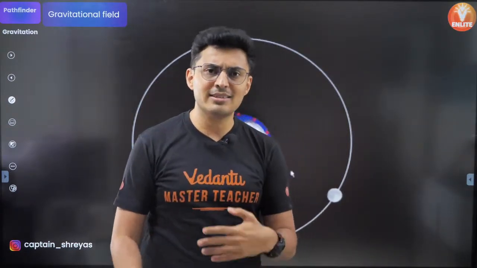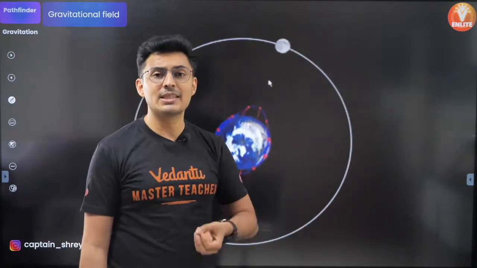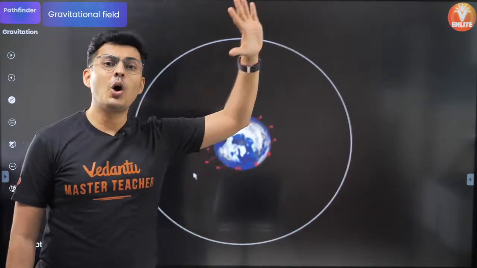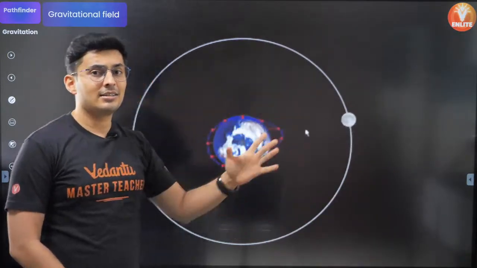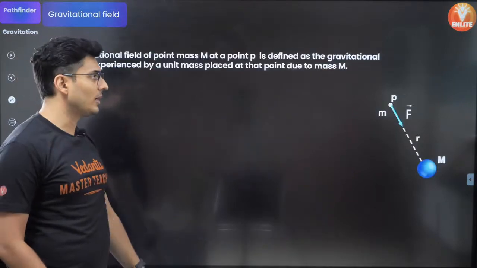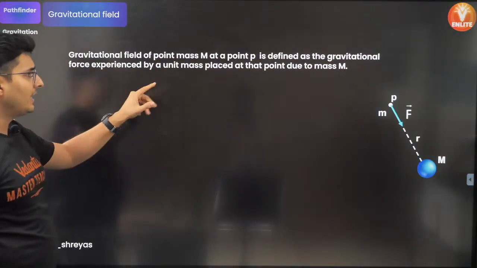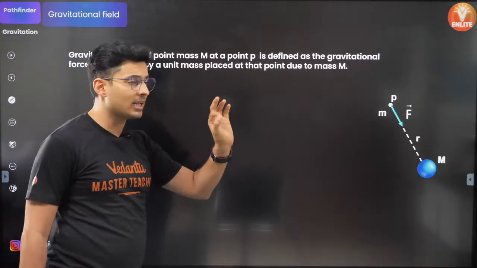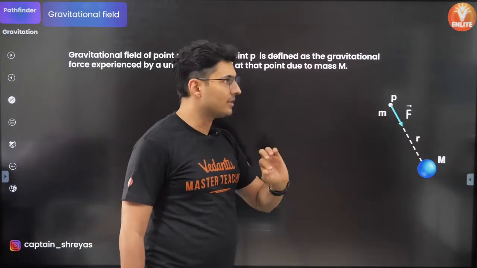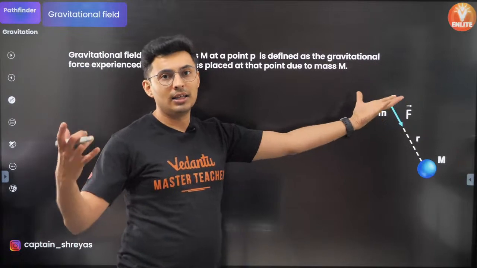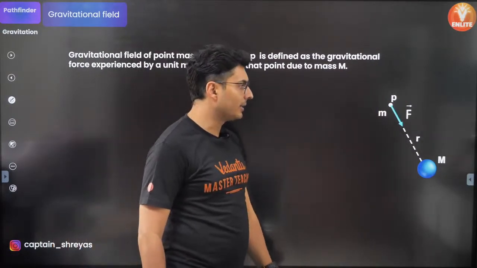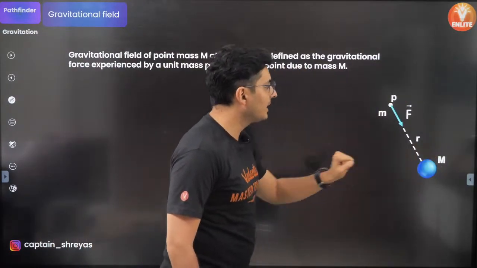So every mass has its own influence, makes its presence felt on other masses, and that influence is called the field. In fact, the field is defined as the force acting per unit test mass due to the other mass whose field you are calculating. This is the mass creating the field.